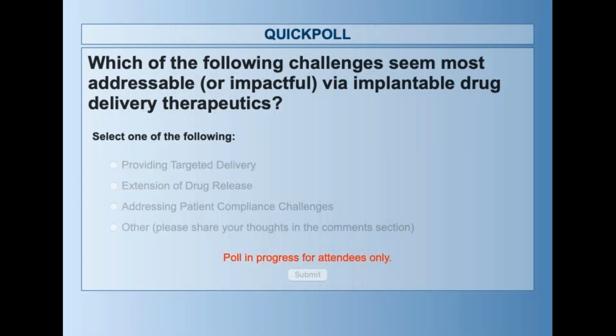Great stuff there. All right, our next question, we are asking: which of the following challenges seem most addressable or impactful via implantable drug delivery therapeutics? The options are providing targeted delivery, extension of drug release, addressing patient compliance challenges, or other. And if you select other, you can share comments or thoughts in the chat feature if you'd like.